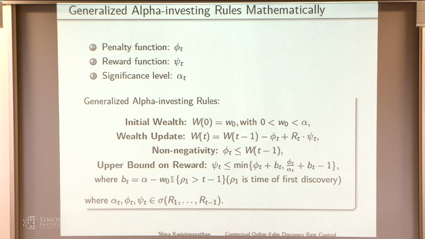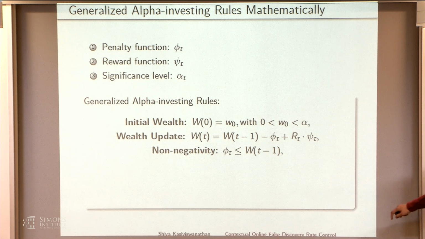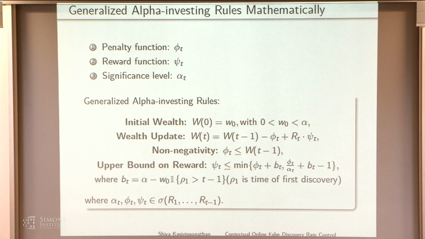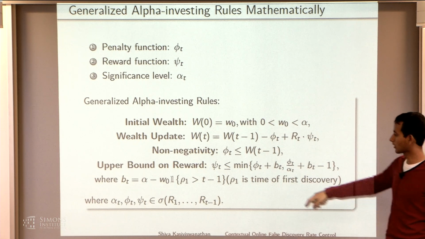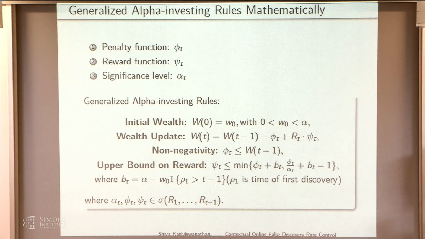There is something vacuous here. One more thing that we need to do is to make sure you control the reward. You can't give an arbitrary amount of reward at every time, because otherwise you can just make w t be anything. There has to be some control on the wealth or the reward that you can give at every point in time, and that comes through a complicated equation. We won't have time to go through it, but it comes from the proof of this FDR control. So the goal would be to construct these functions phi, psi, and alpha. They all lie in the sigma field of R 1 to R t minus 1. That's basically the previous decisions that you have made.